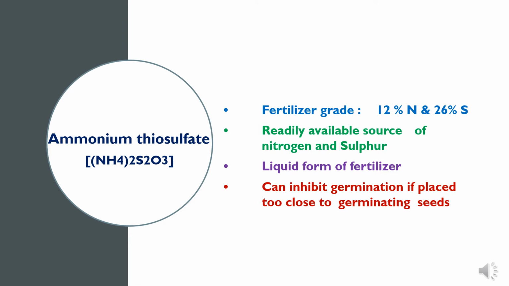Another ammonium fertilizer is ammonium thiosulfate, which contain 12% of nitrogen and 26% of sulphur, and this fertilizer is readily available source in the form of liquid, and this fertilizer should be placed away from the seed. Otherwise, it can inhibit the seed germination if coming in touch with seed.